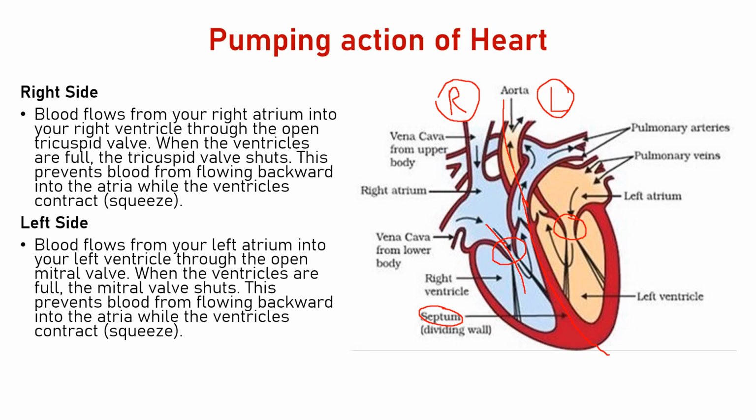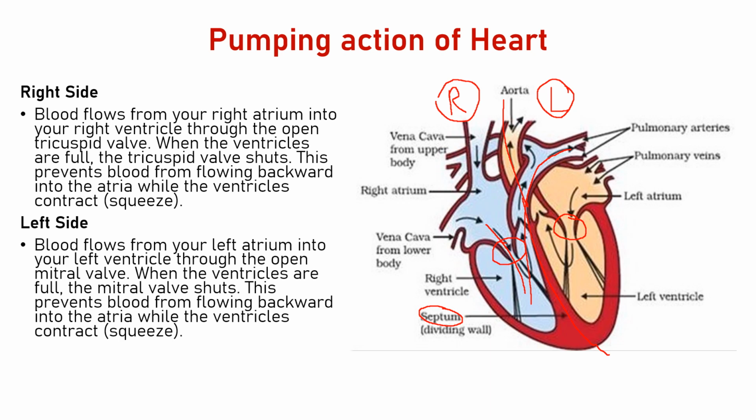Blood from the right ventricle goes to the pulmonary artery, right? While going through the pulmonary artery, these valves should get closed immediately, otherwise the blood will go back, isn't it? Same case is here. When the left ventricle contracts, blood goes through the aorta to different parts of the body, right?